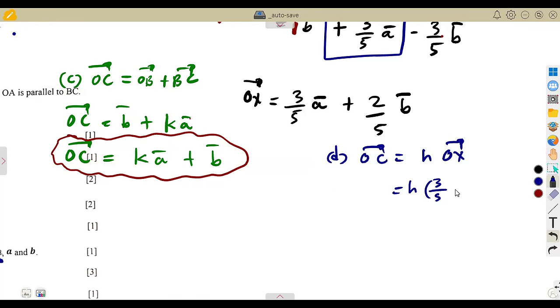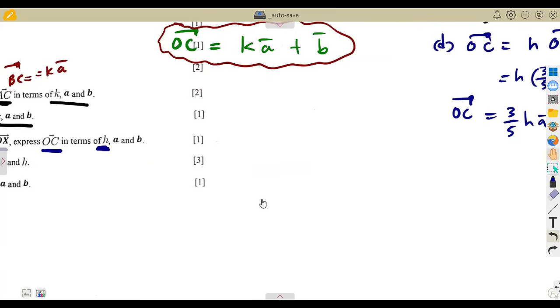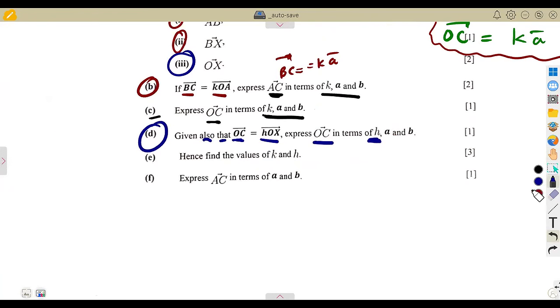You multiply everything by H. H times this is going to be 3 over 5 HA plus 2 over 5 HB. So that is our vector OC, in terms of what? In terms of H, vector A and vector B. Hence, find the values of H and K.